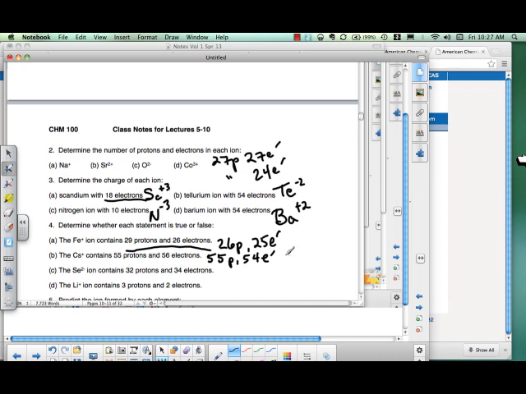Selenium has 34 protons. So false again. This book likes to do 3 and 1 when it does trues and falses. 34 protons, and selenium with a 2- charge means it should have 36 electrons. It has 2 more than it had before. Lithium, this must be our true, 3 protons, that is correct. And if it has a +1 charge, it now has 2 electrons instead of 3. All right? Very important that you understand where the charges come from.